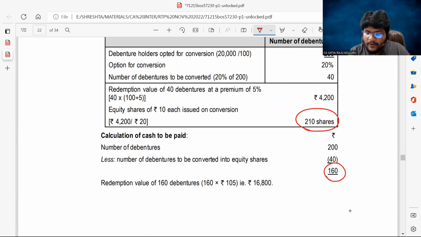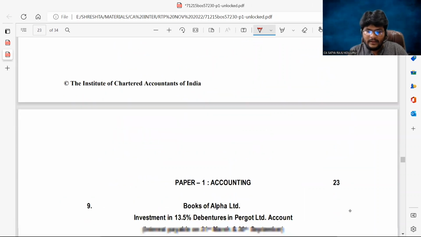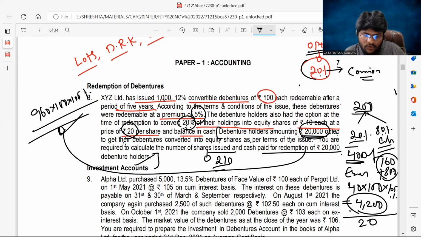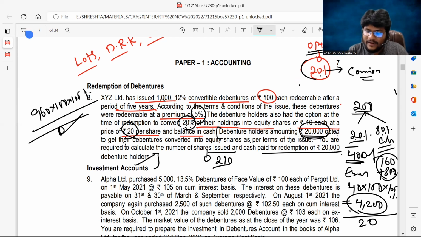If you calculate only for 160, which is 16,800, in the answer just given for 160. Let me read the question clearly. You are required to calculate the number of shares issued and cash paid for the redemption of 20,000 debenture holders. How many shares you issued, how much cash you issued. That means he's not talking about the remaining 800 debenture holders. He's only talking about 160 only. I'm so sorry, it was clearly given. Cash paid for redemption of 20,000 worth of debentures.